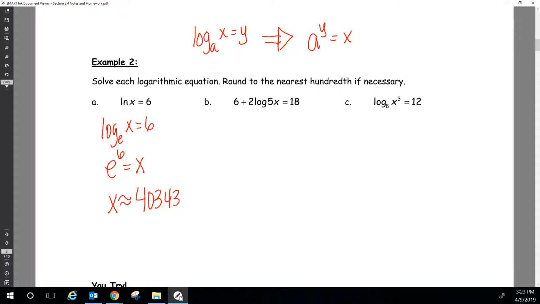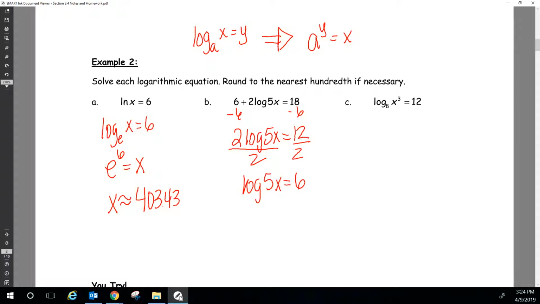All right, for B, before I can put things into exponential form so I can solve it, first I've got to get this log by itself. So I'm going to subtract 6. I get 2 log 5x is equal to 18 minus 6, which is 12. Dividing by 2, I get log 5x is equal to 12 divided by 2, which is 6.